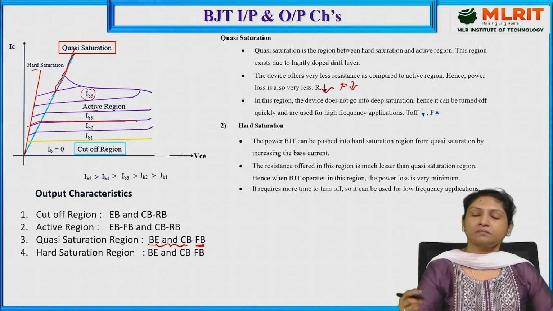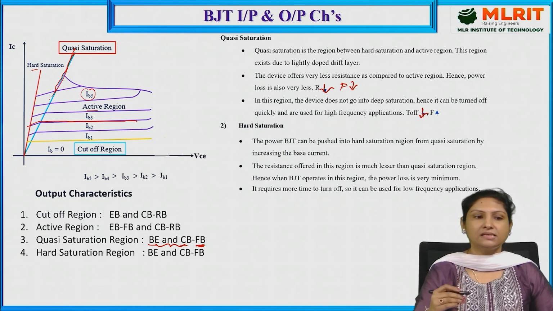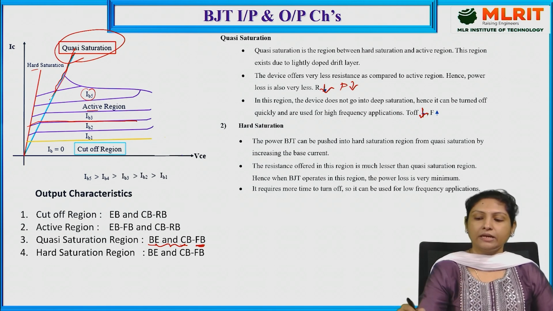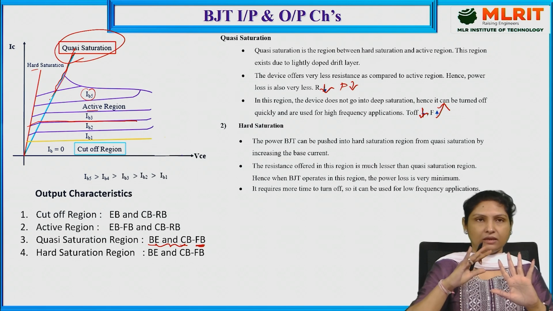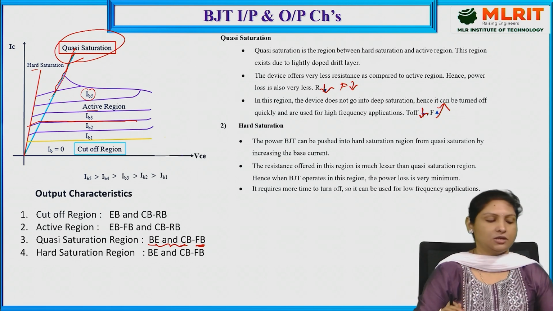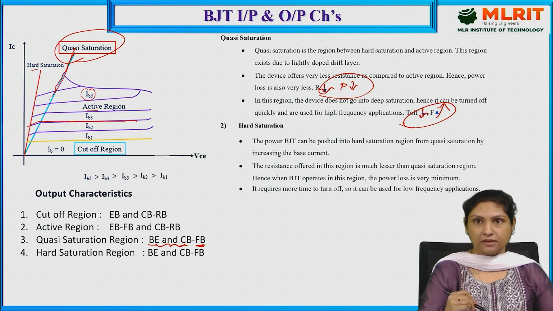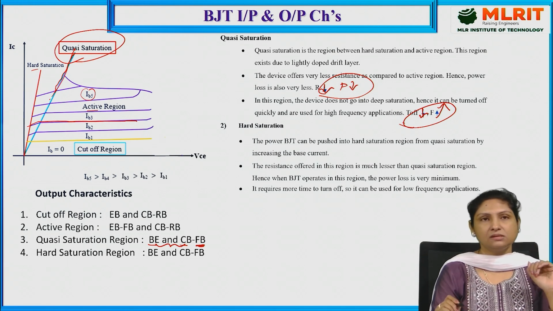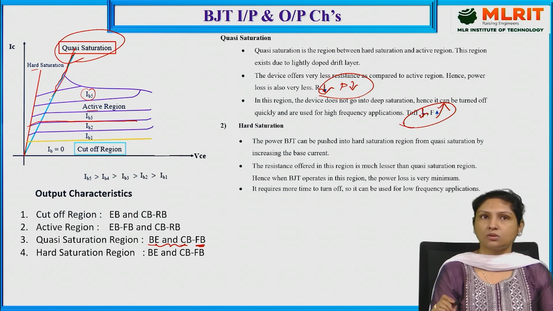And later, the turn-off time of this particular BJT will be less in this quasi-saturation region. When the turn-off time is less, it can be used for high frequency applications. So this is one of the advantages, and this is an advantage too. The resistance is less. What does that mean? The power losses will be less, since power loss is determined by the formula I squared R. When the resistance is less, power losses are also less.